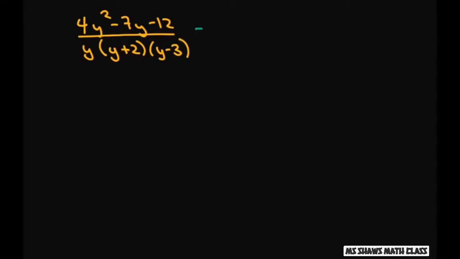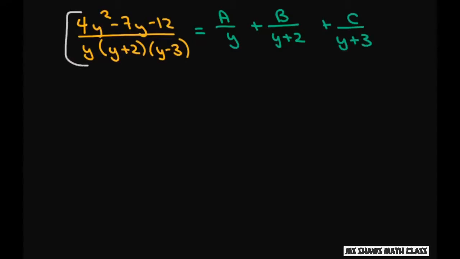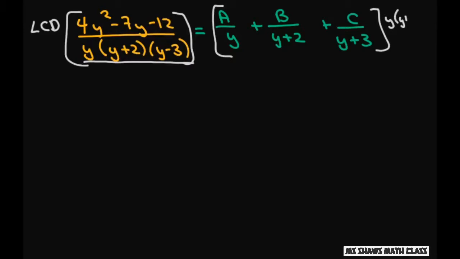We have three linear terms here, so we're going to set this up as A divided by y, plus B divided by y plus 2, plus C divided by y minus 3. Now to clear the fractions, we're going to multiply both sides by the common denominator, which I call the least common denominator. So it's going to be y times (y plus 2) times (y minus 3) for both sides.